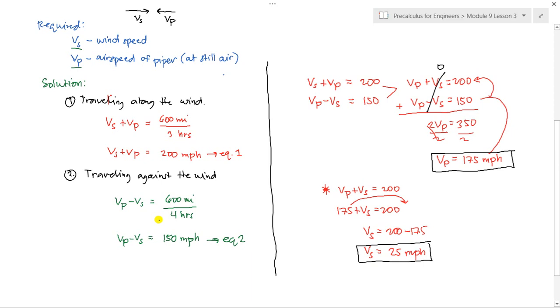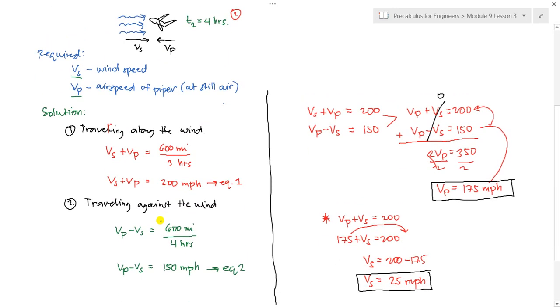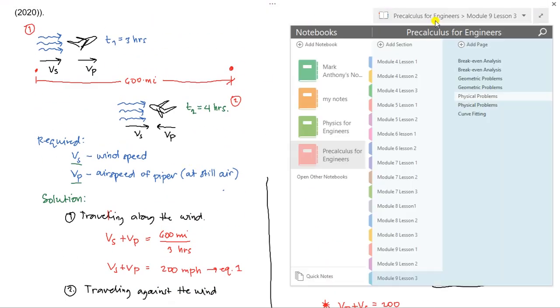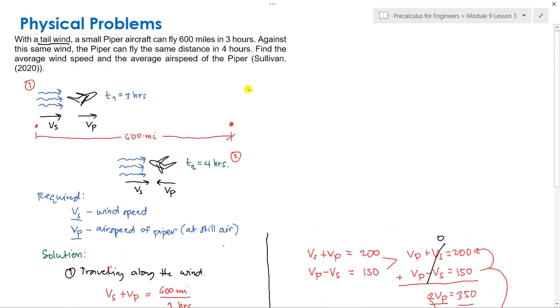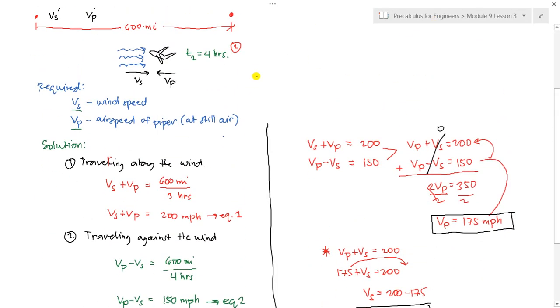So if you go upstream, you are against the current. So you subtract the velocity of the water. If you go downstream, you add. Okay, so that's it. So no more questions. No questions, class?